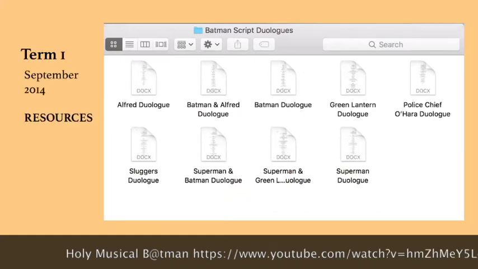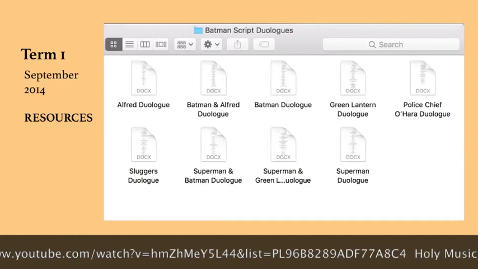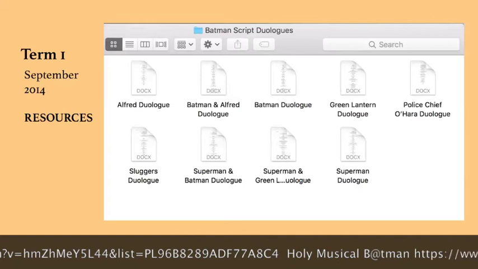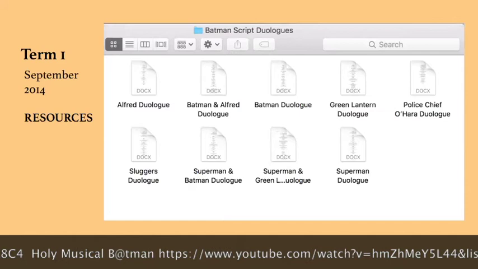In the following two lessons, we looked at duologues. So there were two actors in each group and one director. So there were groups of three. So we're building on the previous learning.